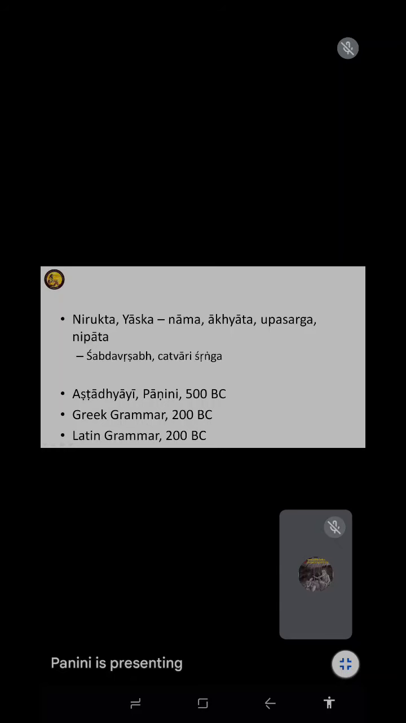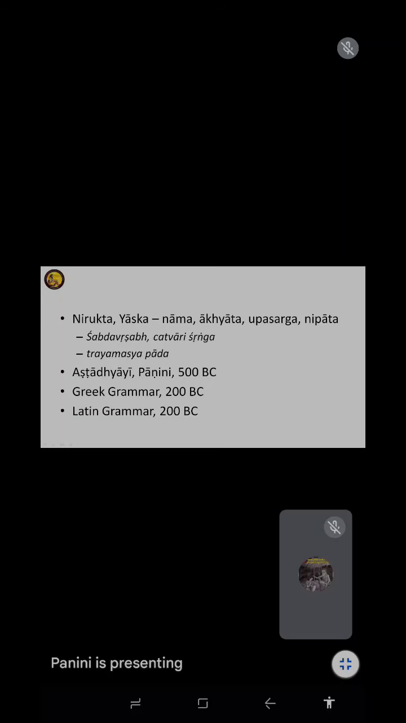Look at the language that we speak. It is controlled by this. So Shabda Vrishabha: Chatvari Shringa, Traya Asya Pada. Let me correct that a little: Traya Asya Pada means it has three feet on which the bull stands, that is three times, past, present, and future. Dve Shirshe. Shirsha means head. It has two heads. So that is the language we speak or know. It has two forms.